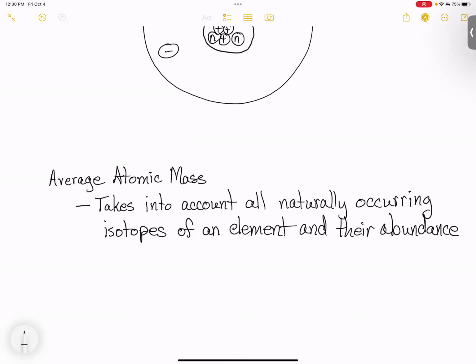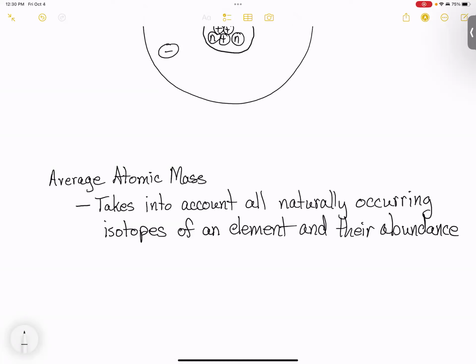Earlier, I was asked, is that red number on the periodic table the mass number? And I said no, it's the average atomic mass. In other words, we are going to learn on Monday exactly how to calculate that red number on the periodic table.